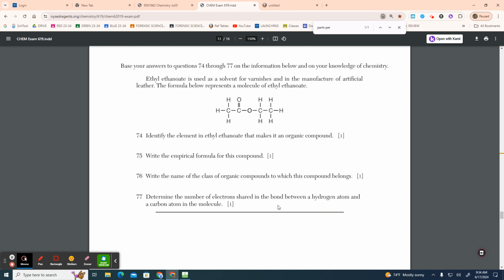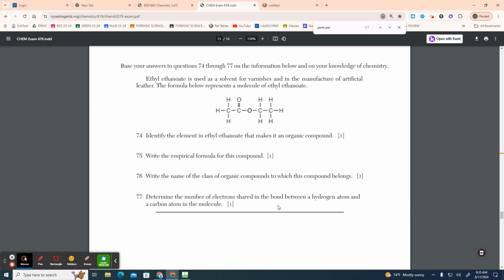Oh, table R. Find the one that ends in an 08. Ester. Right, so this is an ester that we're dealing with. It is used as a solvent for varnishes and in manufacture of artificial leather. Again, remember, they're going to talk about things I've never talked about. Who cares? We know it's an ester. The formula represents a molecule of ethyl ethanoate.